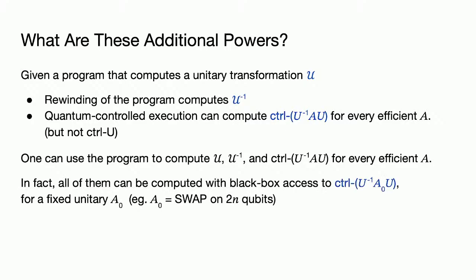One can further show that all of them can actually be computed with just black box access to a single controlled U inverse A0 U for a fixed unitary A0. For example, we can choose A0 to be the swap operator on 2n qubits.